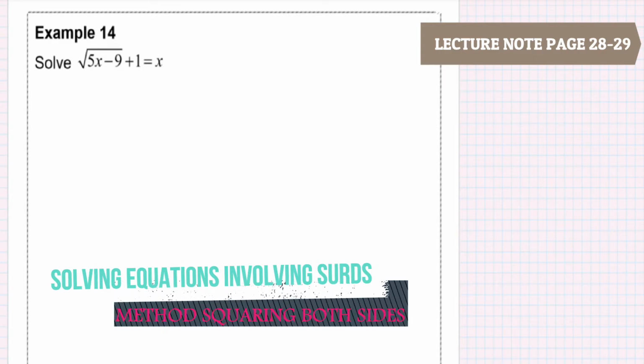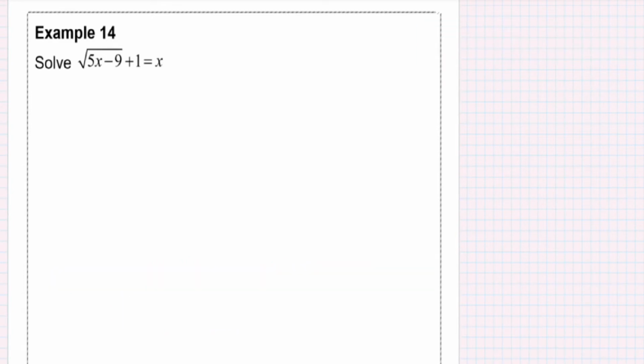Now let's look at example 14. Solve √(5x - 9) + 1 = x. As we can see from this question, we have √(5x - 9) + 1 on the left hand side, and on the right hand side we have x. As we recall from previous example 13, we can just square both sides to get rid of the square root. But before that, we will move the +1 to the right hand side.